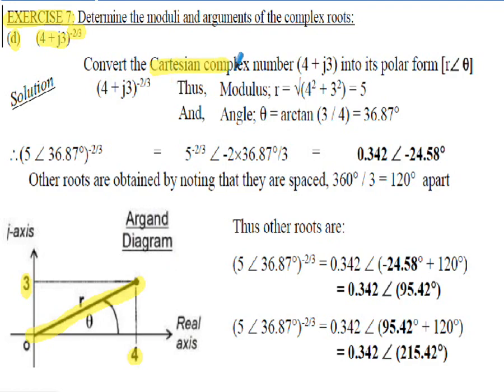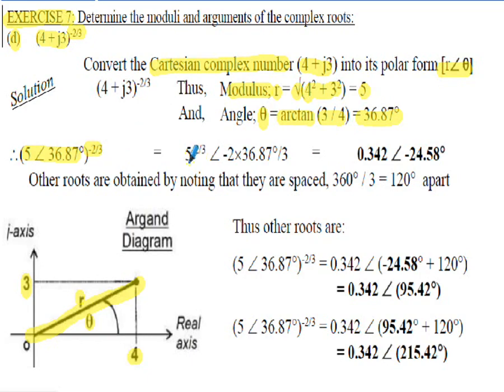If we convert from Cartesian form, 4 plus j3, into the polar form R argument theta, the modulus R is the square root of 4 squared plus 3 squared, so that's 5. Angle theta can be calculated directly because we're in the first quadrant, so tan to the minus 1 of 3 divided by 4 is 36.87 degrees. So now in polar form, our complex number is 5 argument 36.87 degrees, raised to the power of negative 2 divided by 3.